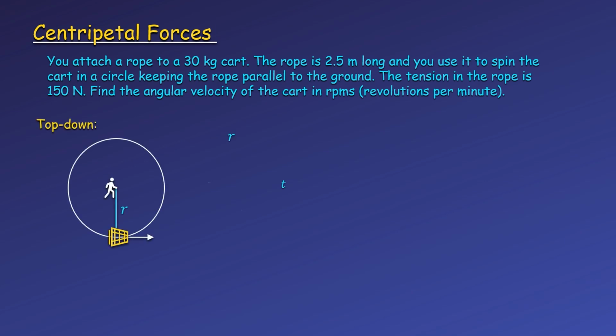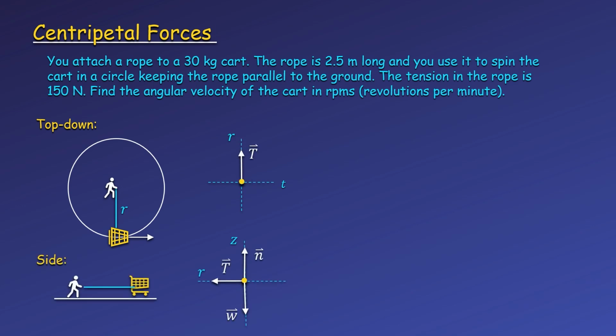Let's begin by drawing both a top-down view and a side view. The cart goes in a horizontal circle, which we can see from above. This view still does not show the forces that are vertical, but we can see this in a side view. We'll also draw two free body diagrams. From top down, we have a tension force from the rope pulling the cart inward.